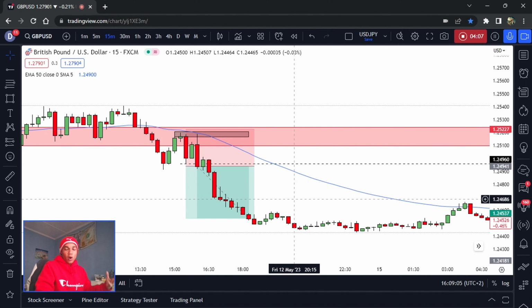So on the 4 hour, we are looking for trend and structure. And once we've identified trend and structure, we want price to be making, if you're in a downtrend, constant lower lows and lower highs below the 50 EMA.